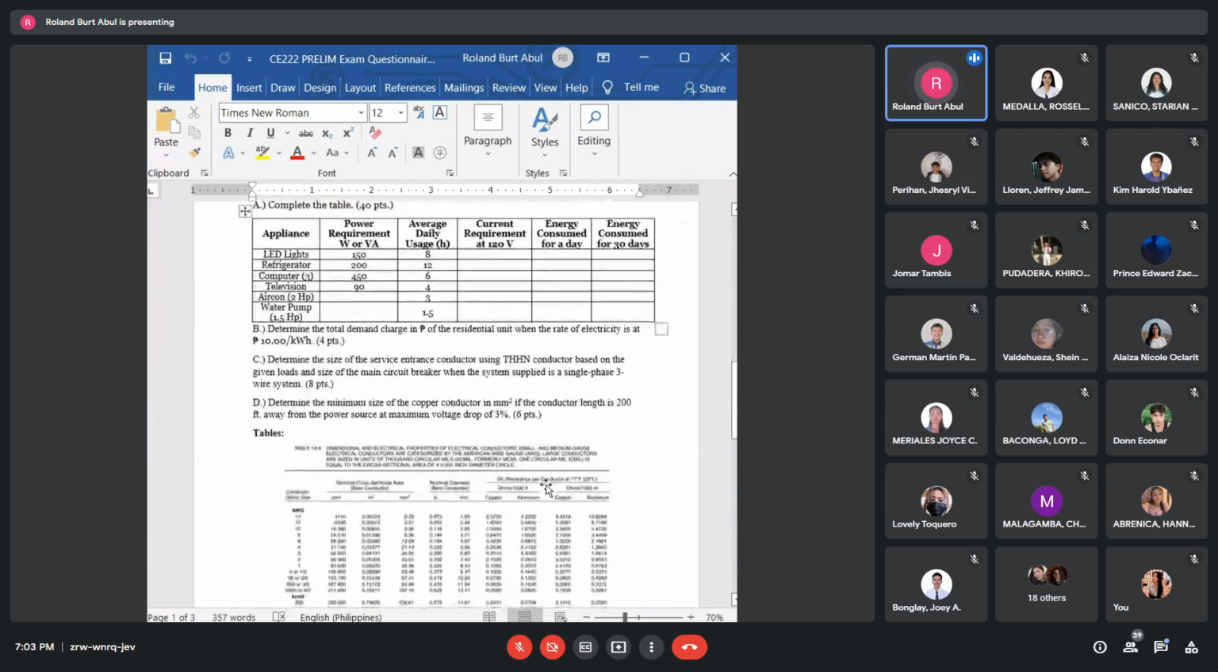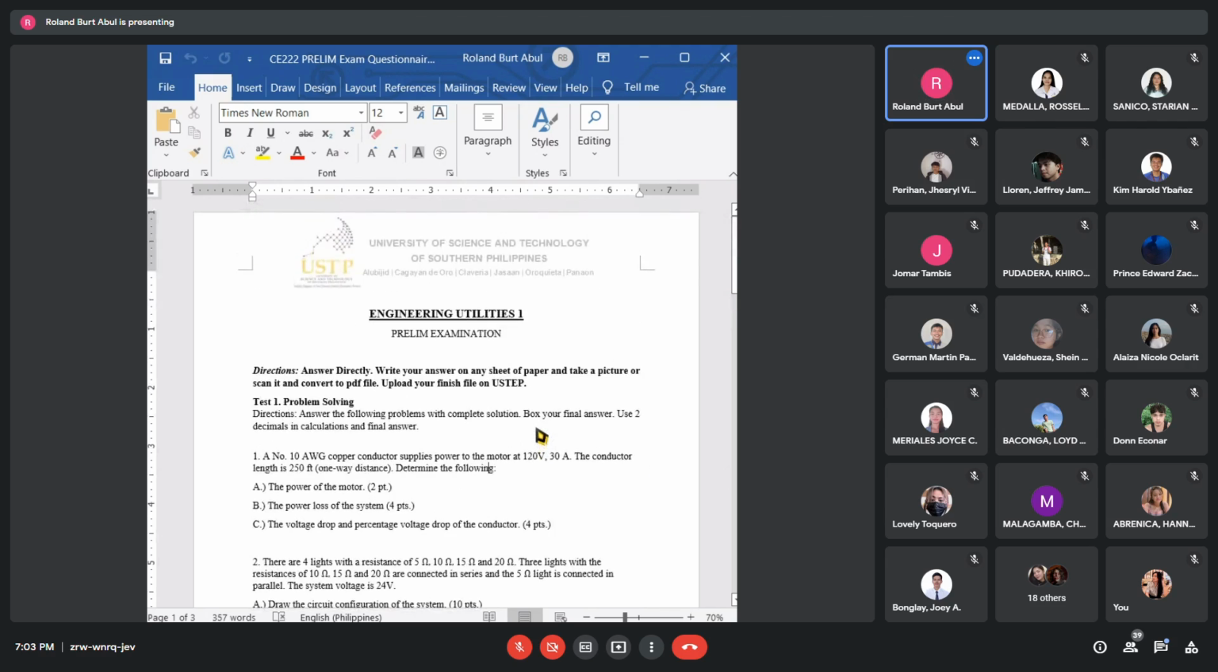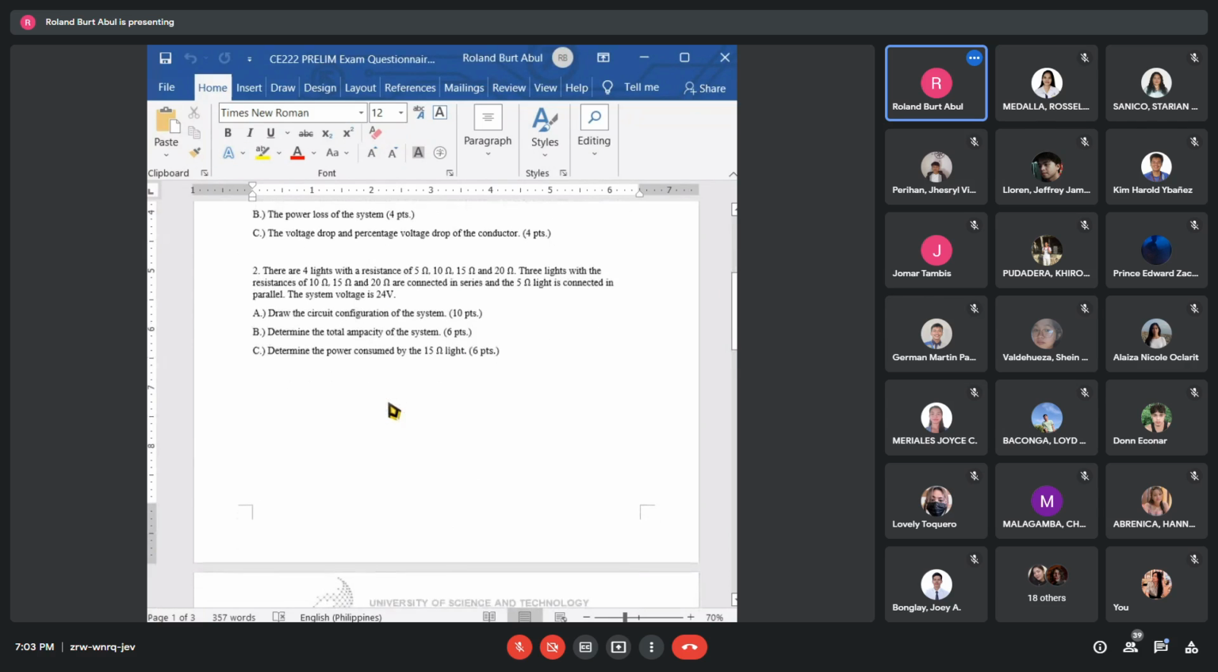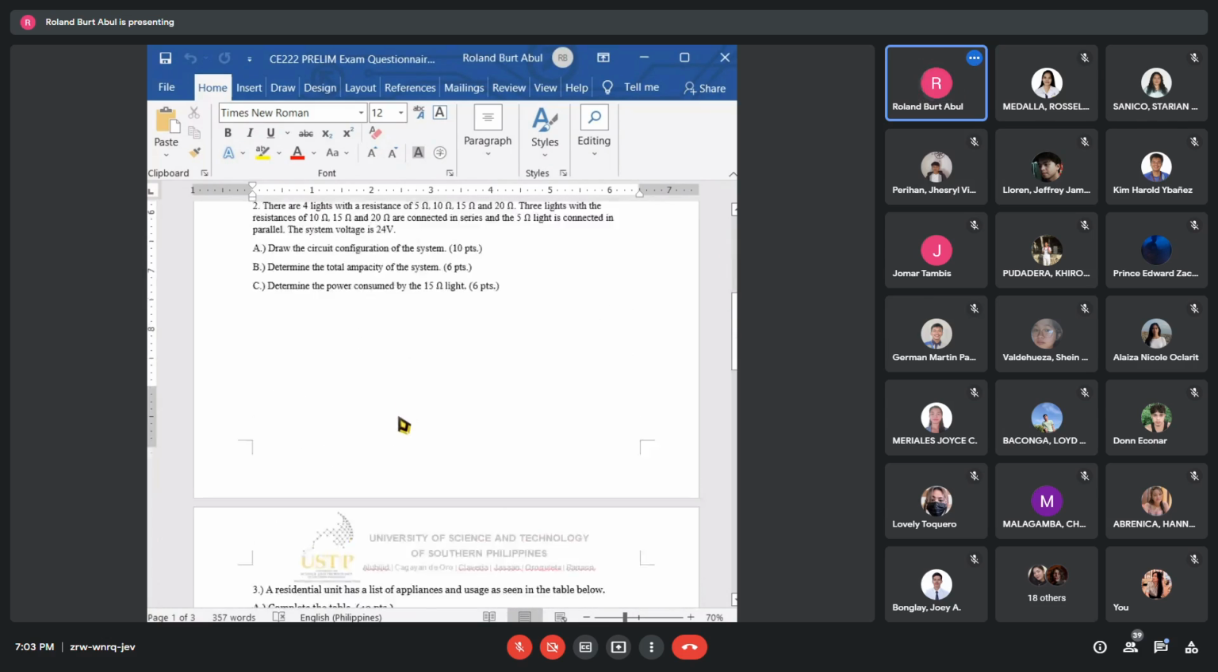The file name is prelim, last name, and section. I will send the file name in the chat box for this prelim exam. The deadline is April 8, 9 p.m. You submit it in UStep, and I will post it tonight.